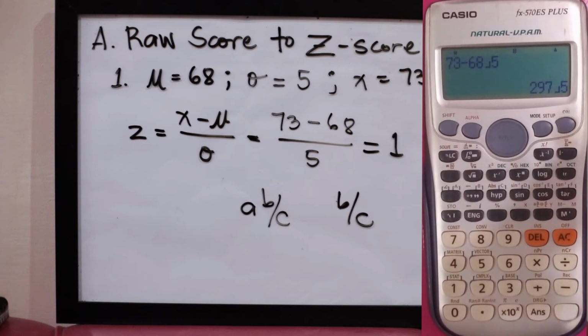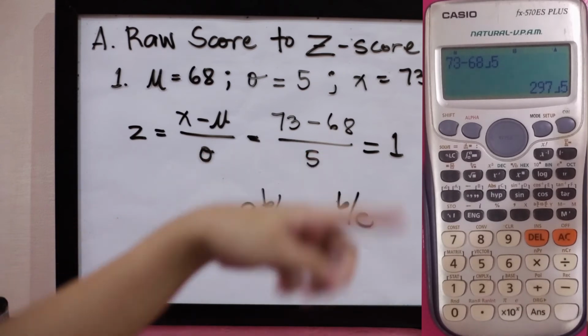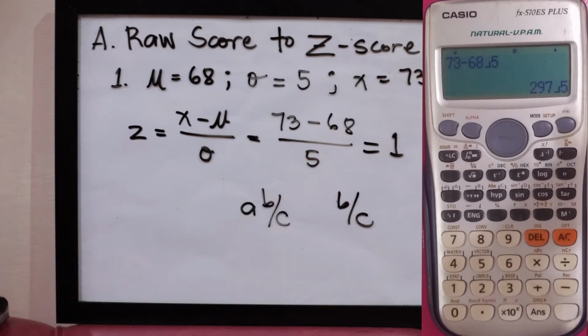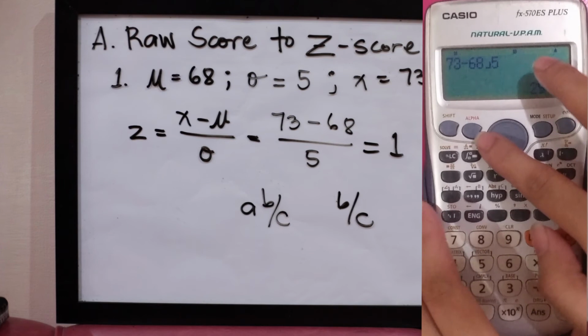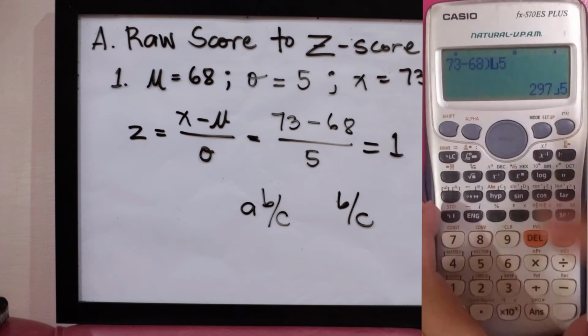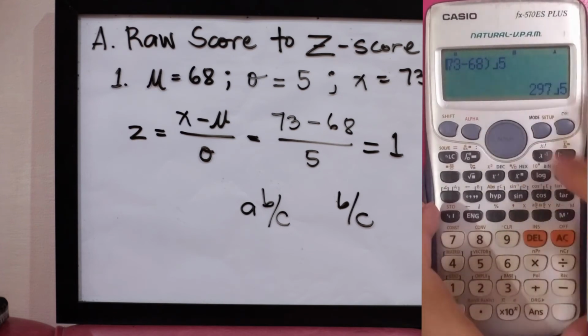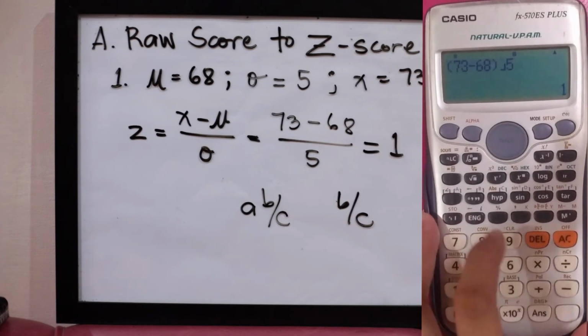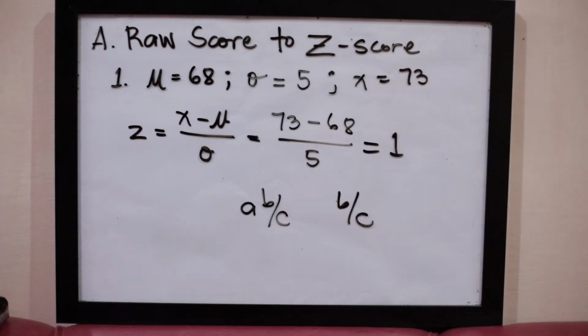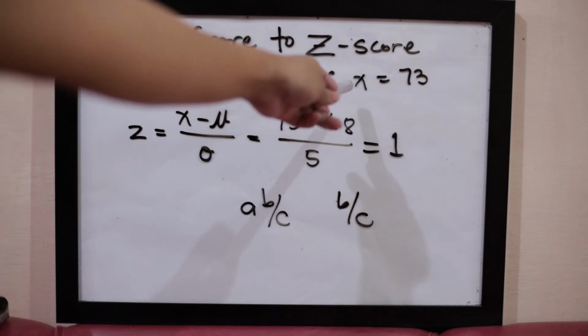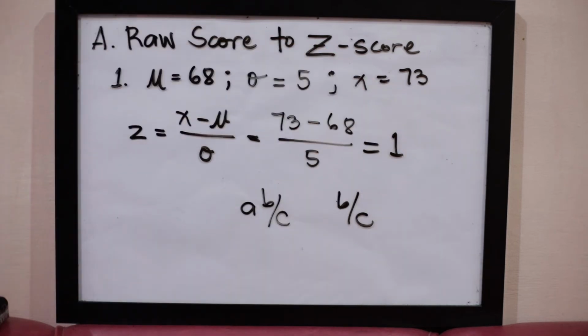But that's not what you're trying to do. What you're trying to do is subtract 73 and 68 first before you divide it by 5. So, para mailagay natin sa calculator, you have to enclose it in parentheses. So, again, the answer for number 1 is C-score is equal to 1. Or, the C-score equivalent to X na 73 is 1.